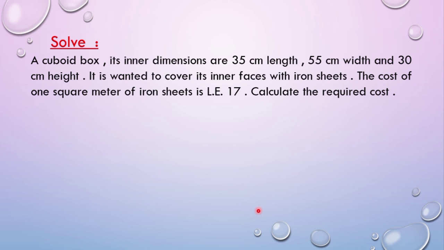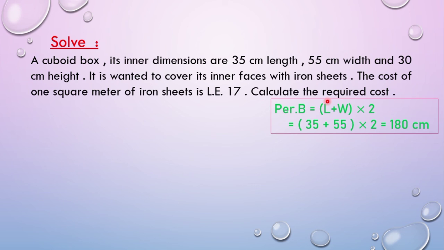The next, a cuboid box. Its inner dimensions are 35 centimeters length, 55 centimeters width, and 30 centimeters height. It's wanted to cover its inner faces with iron sheets. The cost of 1 square meter of the iron sheets is LE 17. Calculate the required cost. First, I will get the perimeter of the base, length plus width times 2. So the length 35, the width 55. I will make them plus, then multiply the answer by 2. It will be 180 centimeters.